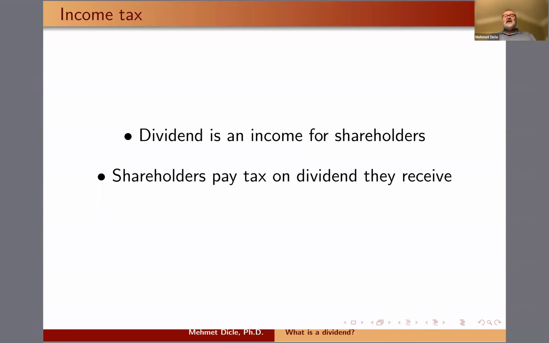So a dividend is an income for shareholders, and shareholders pay taxes on this income. So if you think about it, if I don't want to have the dividend, for instance, then I'd be receiving a dividend that comes from a company that pays dividends, and I have to pay an income tax on it. So some shareholders just simply don't want the dividends.